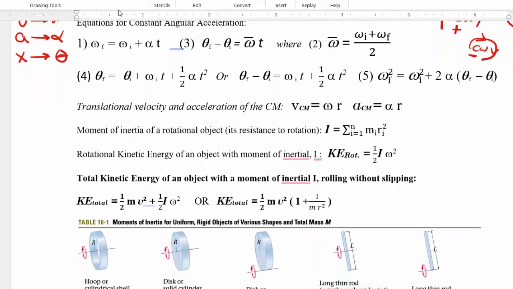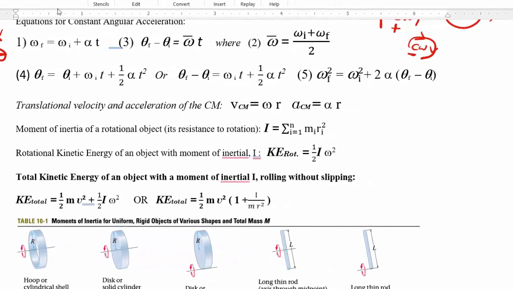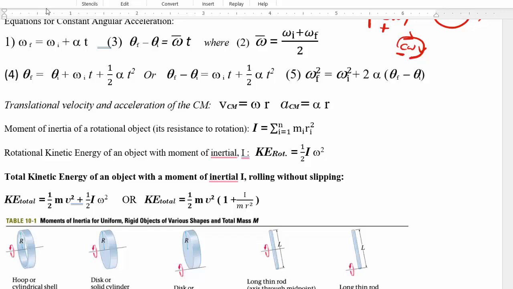And now rotational motion has inertia. The same way in the case of linear motion, the inertia, or the resistance to motion, is mass. In the case of rotational motion, we call it moment of inertia. So instead of mass, we have something called moment of inertia, and that's the resistance to rotation. So the bigger the moment of inertia, the harder to rotate the object.